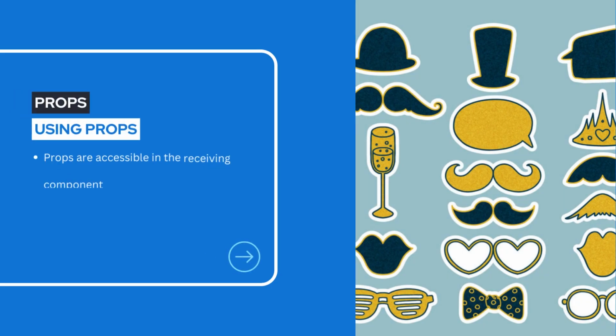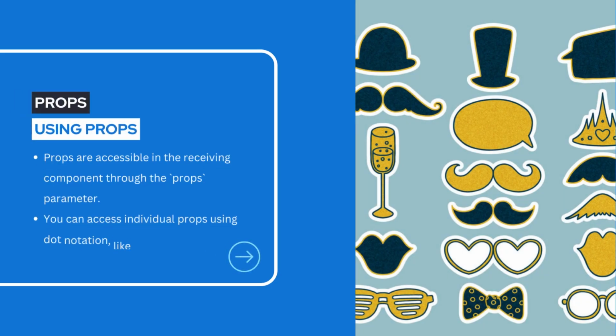So props are accessible in the receiving component through the props parameter that we have seen in our example. You can also access individual props using the dot notation like props.name.